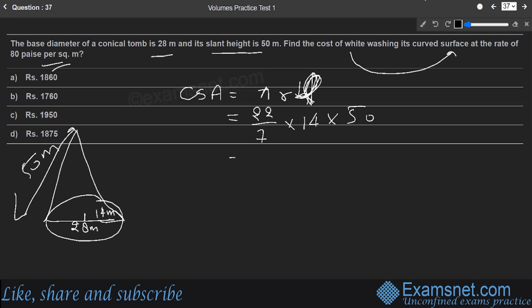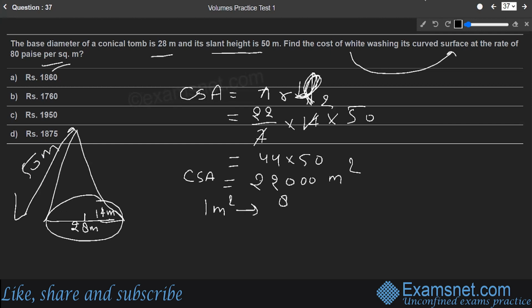So let us put down the values and solve. 7 can cut this 14 by 2. 22 into 2 is 44 into 50. This is what we have to solve, which comes out to be ultimately 2,200 meters square. That is the curved surface area that is to be whitewashed. Now, what is the rate of whitewashing? He says the rate of 1 meter square is 80 paise, that is 80 by 100 rupees, because 1 rupee has 100 paise.